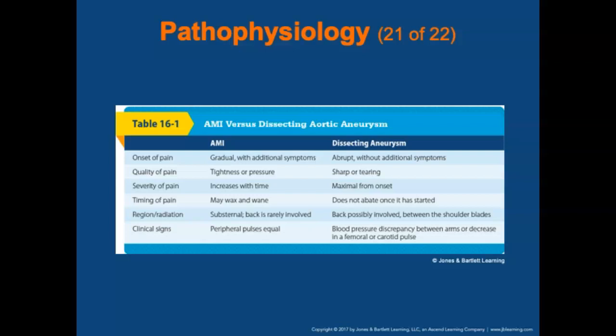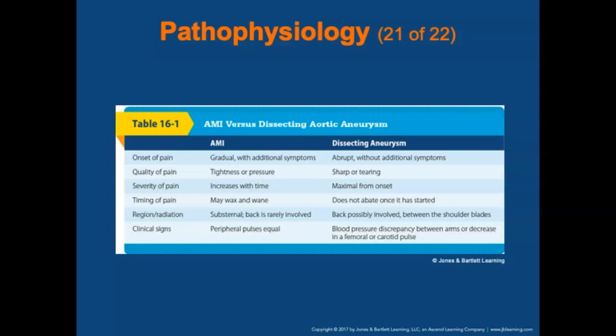The quality of pain for acute myocardial infarction includes tightness or pressure, whereas that of a dissecting aneurysm is sharp or tearing. The severity of pain for a heart attack increases slowly with time, and the dissecting aneurysm is at maximum from onset. The timing of the pain can wax and wane for a heart attack, but with a dissecting aneurysm, it does not abate once it's started.